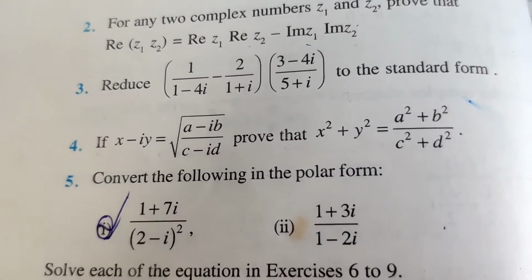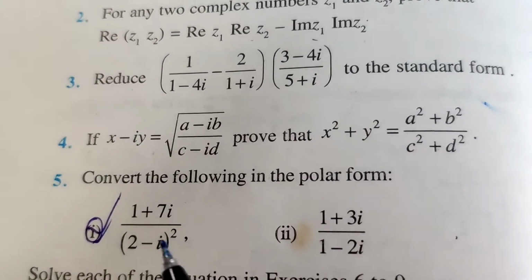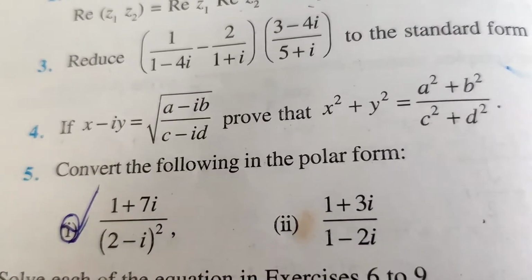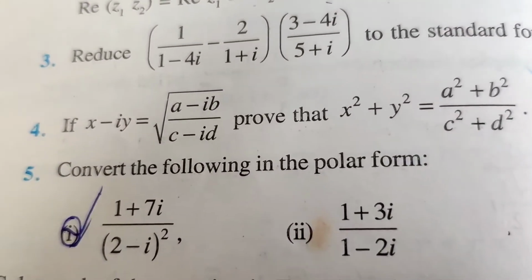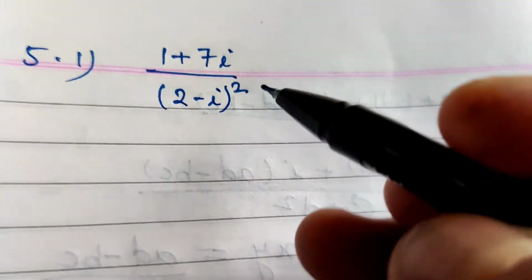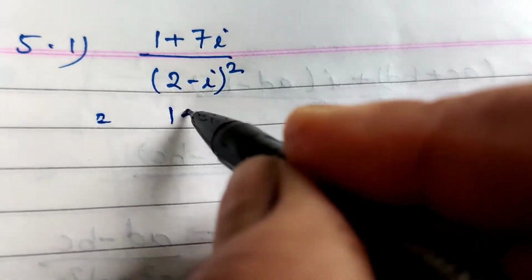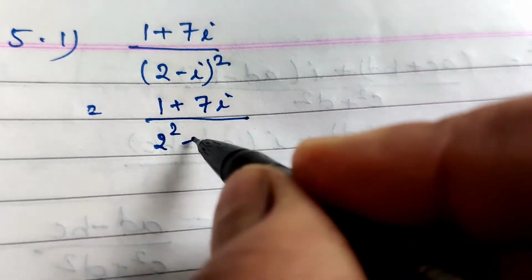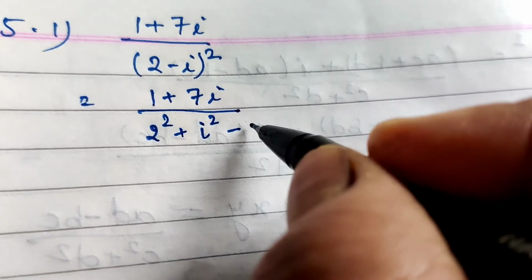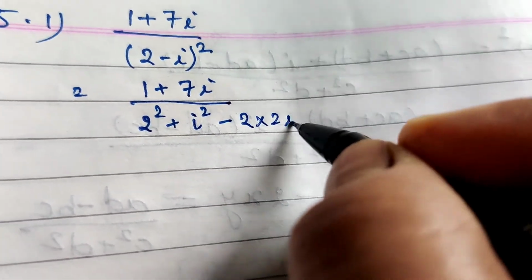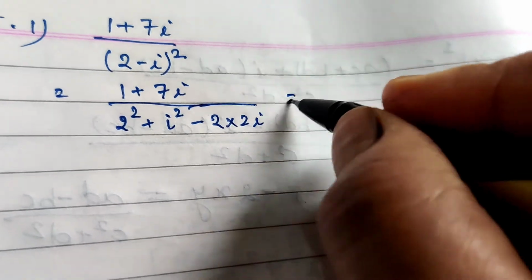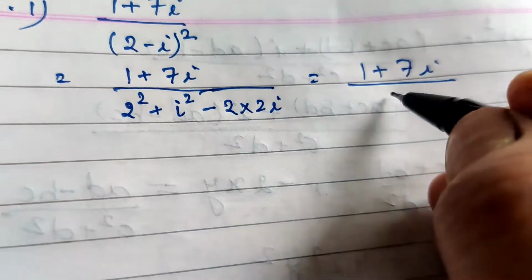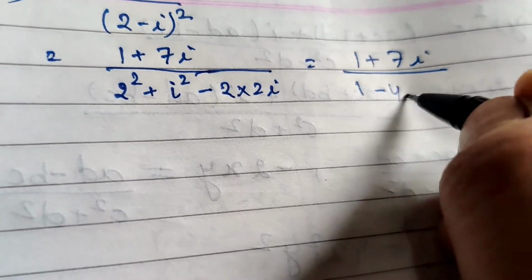Question number 5. Convert the following into polar form: (1 plus 7i) upon (2 minus i) whole square, and (1 plus 3i) upon (1 minus 2i). Okay, the question is (1 plus 7i) upon (2 minus i) whole square. Now simplify. First we have to simplify this one. (a minus b) whole square is a square plus b square minus 2ab, 2 into 2i. It is equal to 1 plus 7i, and i square equals minus 1. It means 1 minus 4i.